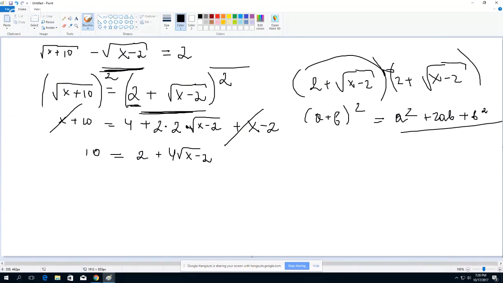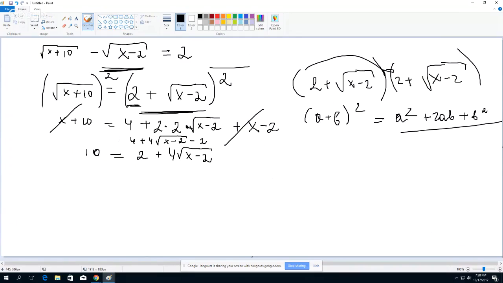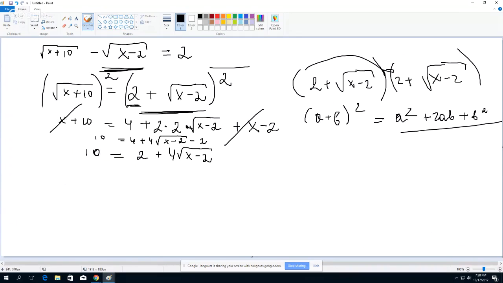So the x's cancel out? Mm-hmm. So then we have 10 equals 4 plus 4 times square root of x minus 2 minus 2. Yes. Okay. And do you understand why the x's go away?